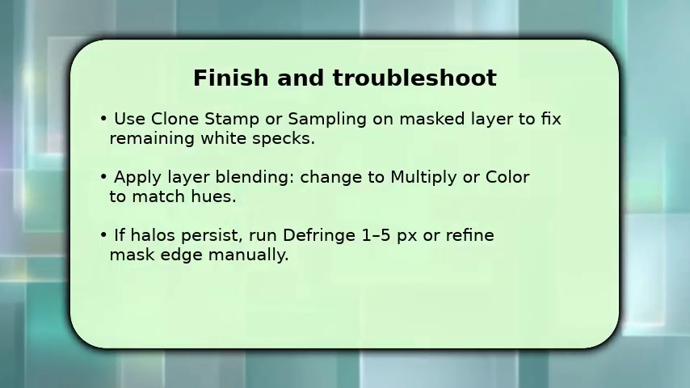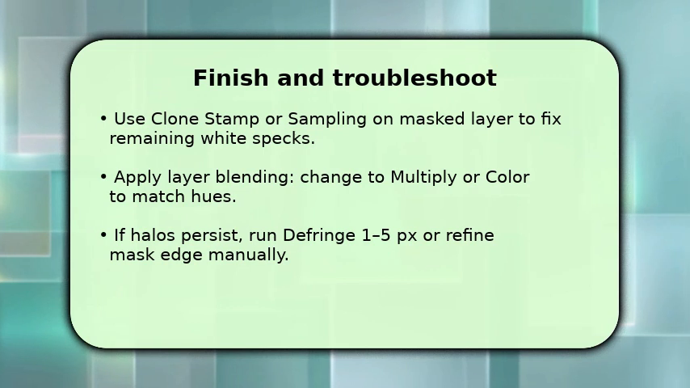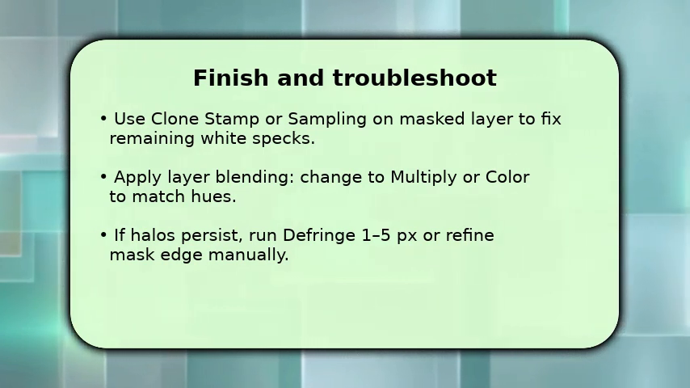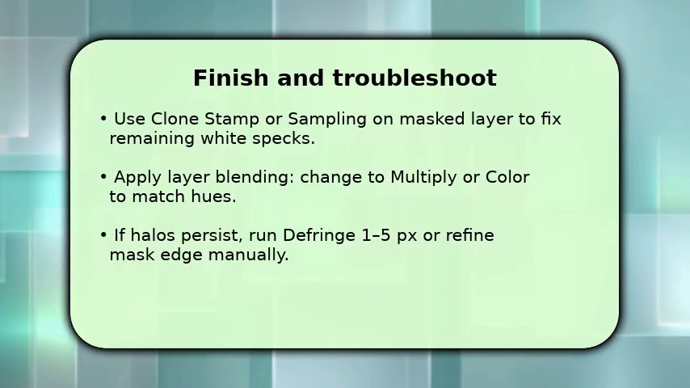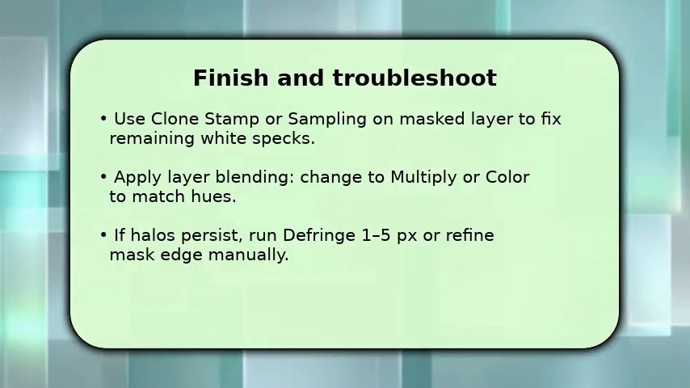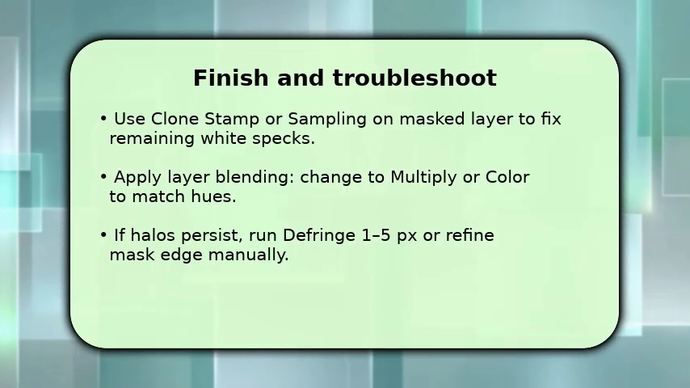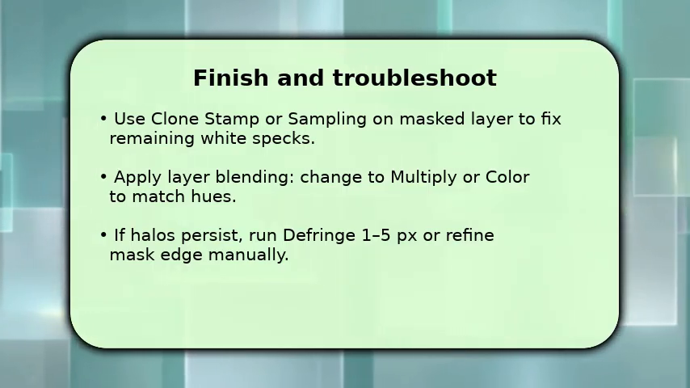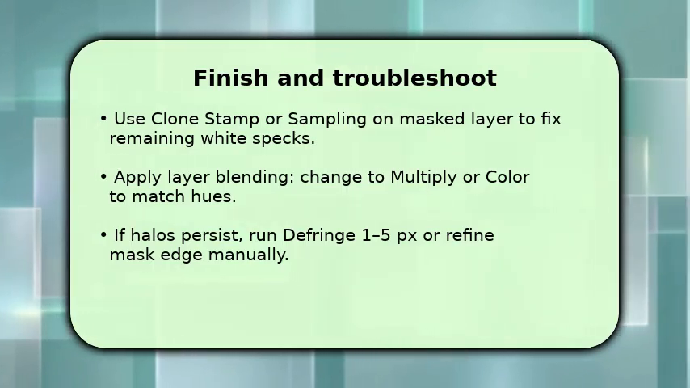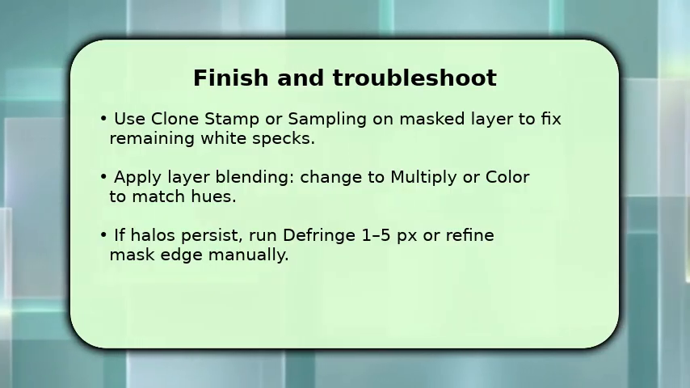If color mismatch remains, try the layer blend mode, multiply for light removal or color to match hue, then lower opacity for subtlety. For stubborn halos, go to Layer Matting, Defringe, and try 1 to 5 pixels. This trims fringe uniformly. If that overcorrects, undo and refine the mask manually with a fine brush.